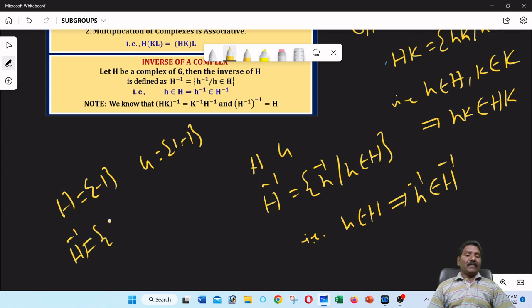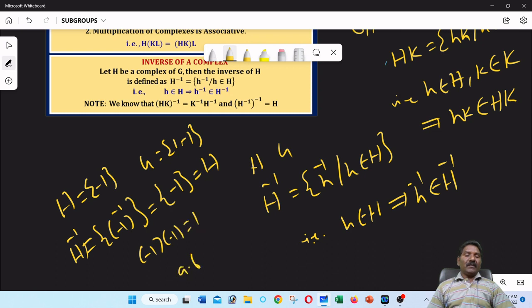This is equal to {-1} whole inverse, which is equal to {-1}, that is H. Here the inverse of -1 is -1, since -1 into -1 equals 1. That is, A dot B is equal to E gives B is equal to A inverse, B is the inverse element of A. H inverse is the inverse of the complex.